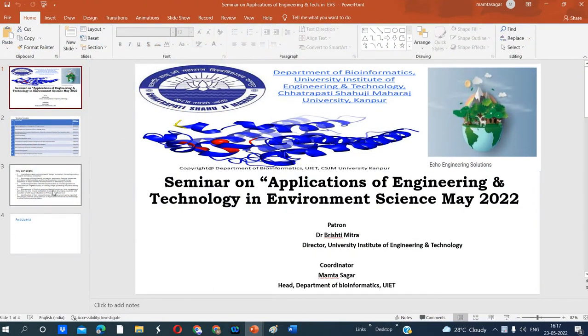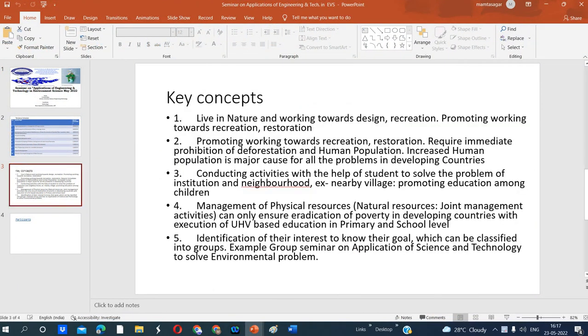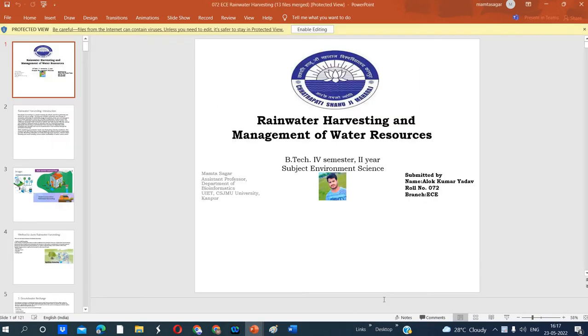This is our activity and these are the key concepts of the event. So the first participant of this session is Alok Kumar Yadav.